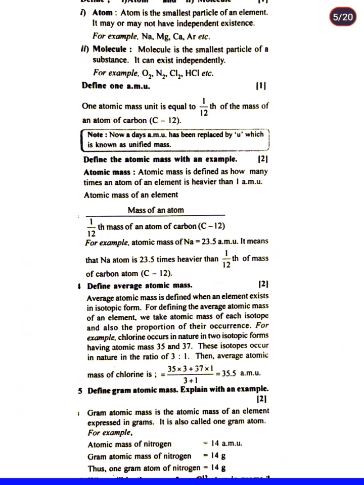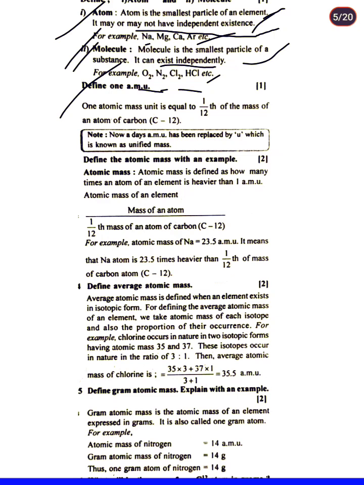Next is the basic definition of atom and molecule. An atom is the smallest particle of an element. It may or may not have independent existence. That is a simple definition. For example, sodium, magnesium, calcium, argon, etc. Next is the molecule. A molecule is the smallest particle of a substance. It can exist independently. For example, oxygen, nitrogen, Cl2, and HCl, hydrogen chloride.